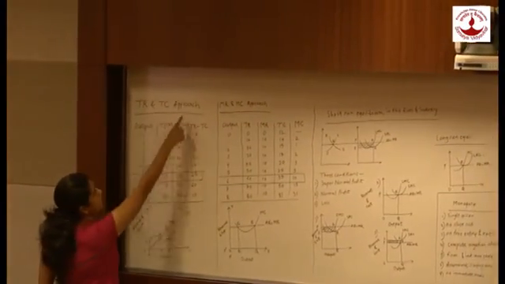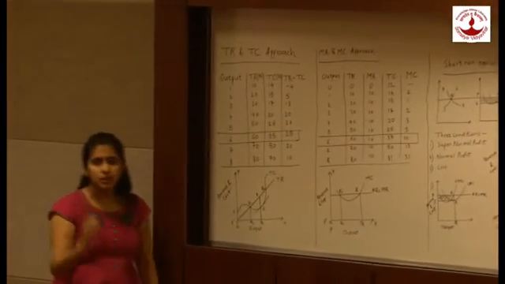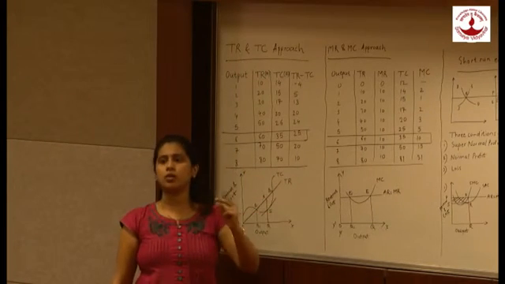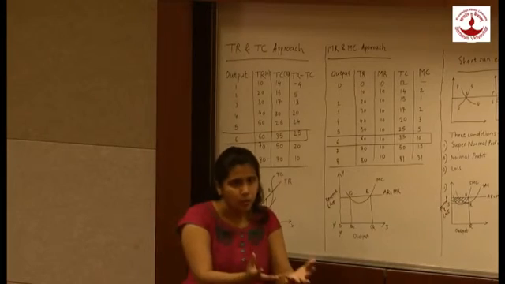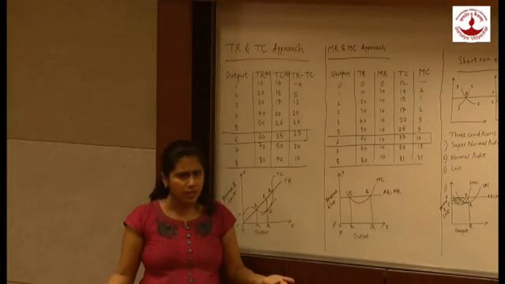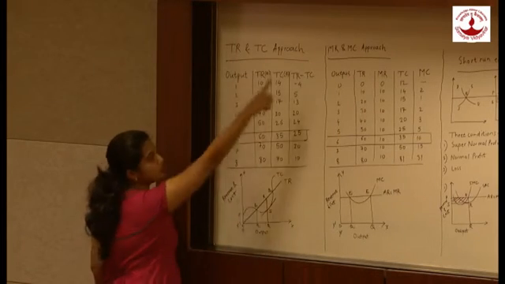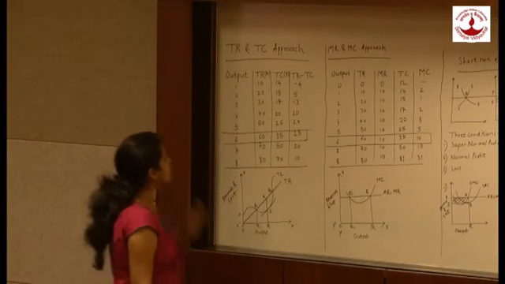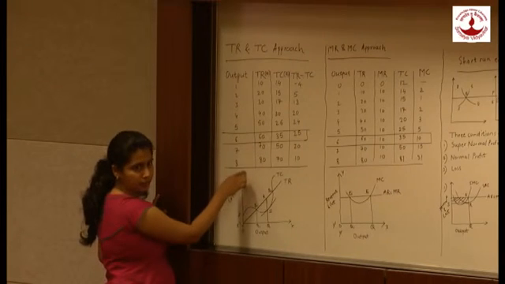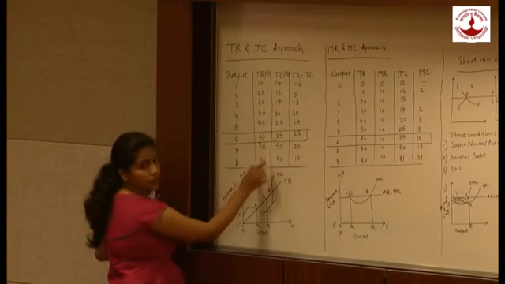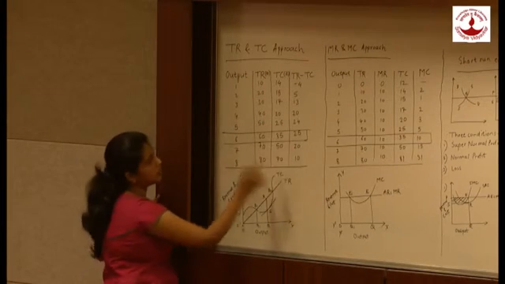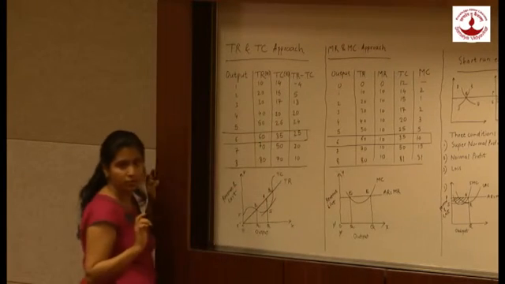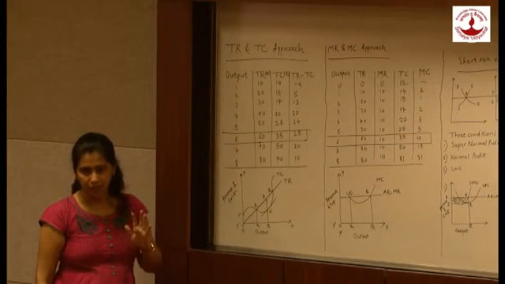Now the total revenue and total cost approach says that profit is achieved by maximizing the difference between total revenue and total cost. So when revenue is more than cost, profit levels are achieved. Now I am explaining this table, which describes the total revenue and total cost approach. Output levels are given, total revenue is given in the second column, total cost in the third column, and we have calculated total revenue minus total cost in the last column.